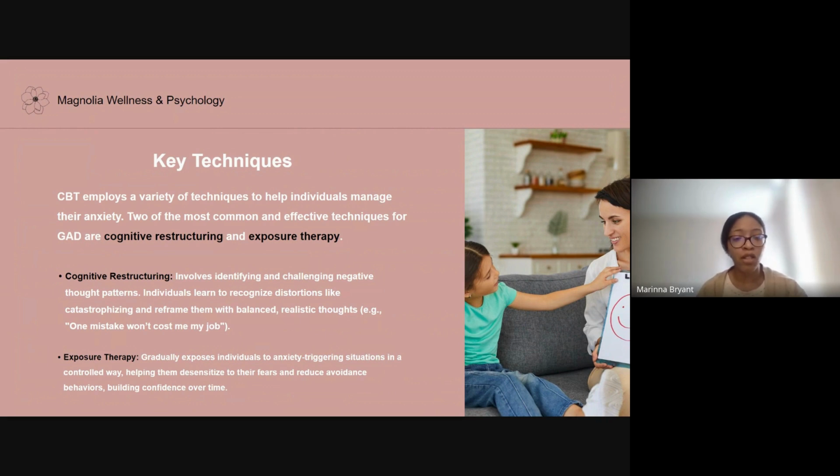And then we have exposure therapy. So gradually, we expose individuals to anxiety triggering situations in a controlled way. And then this helps them to desensitize their fears and reduce avoidance behaviors, thus building confidence over time. And my approach to this, I tend to be very open and careful in regards to exposure therapy. Whenever my clients feel comfortable in exploring this technique, I explore it with them. And we take it one step at a time because sometimes it can be overwhelming.